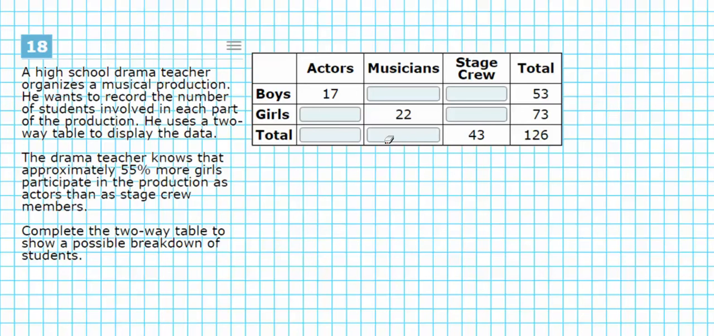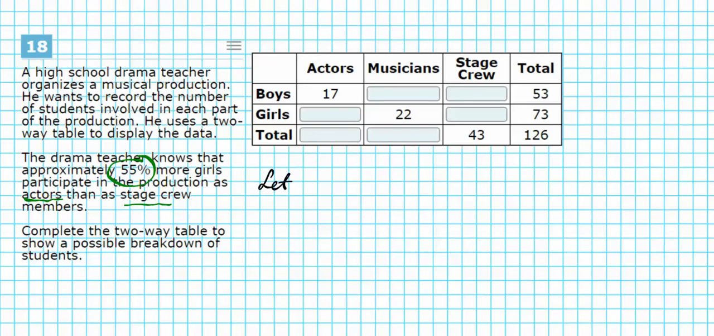Okay, so there are a lot of unknowns in this problem. 1, 2, 3, 4, 5, 6 unknowns. So how do we get started? Well, the clue has to do with the number of girls. We have 55% more girls as actors than as stage crew. So that's what's going to help us unravel this mystery right here. Since the number of girls that are actors depends on the number of girls on the stage crew, by definition, we're going to use the number of stage crew as the foundation for defining our variables.